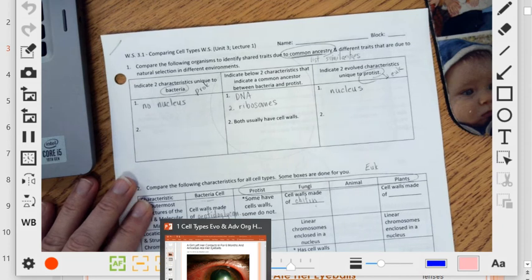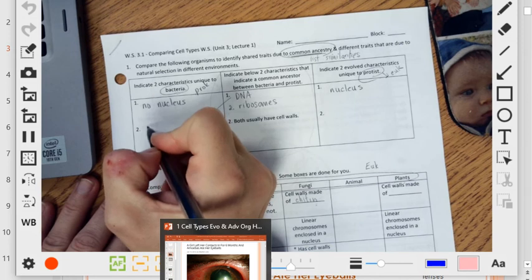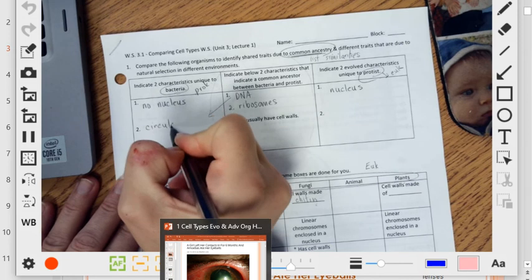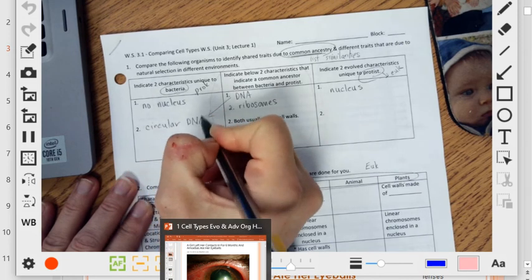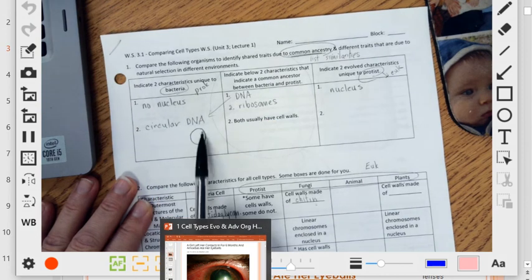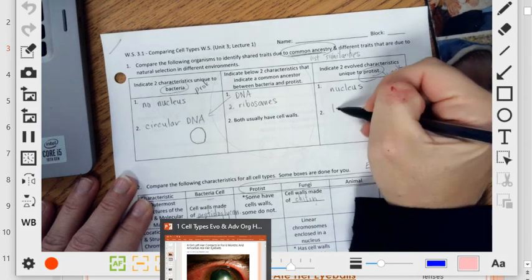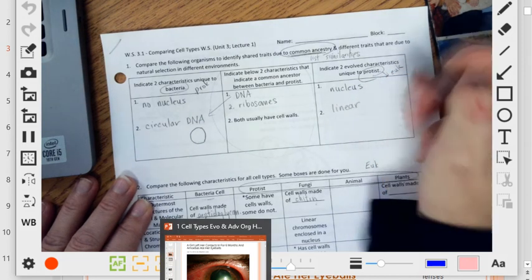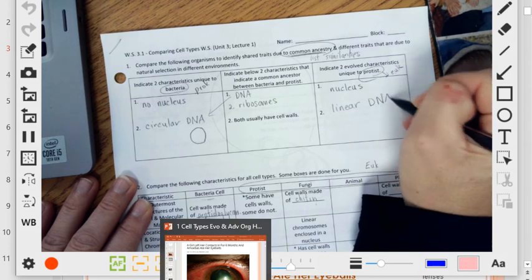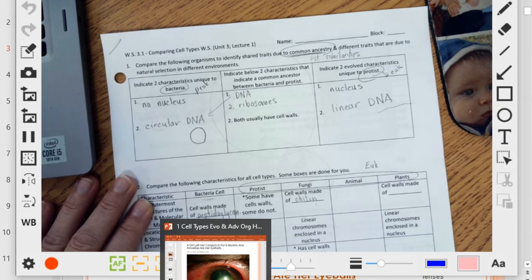Now let's talk about that DNA. The DNA that we see in those bacteria cells is circular. There's no beginning and end to a bacteria cell chromosome. DNA just looks like a circle. Whereas in all eukaryotic cells, they have what's called linear DNA. So there's going to be a beginning and an end to every single chromosome.